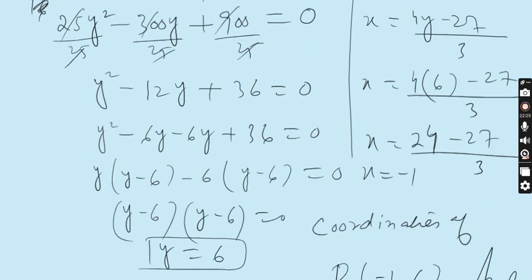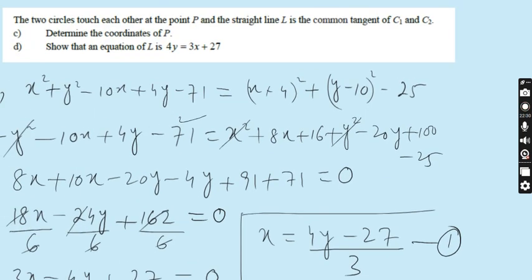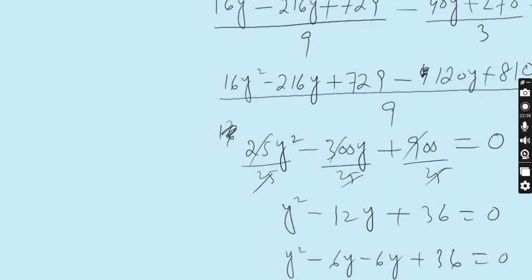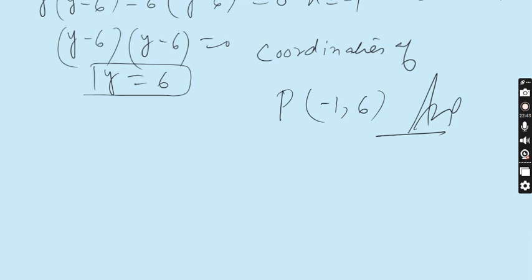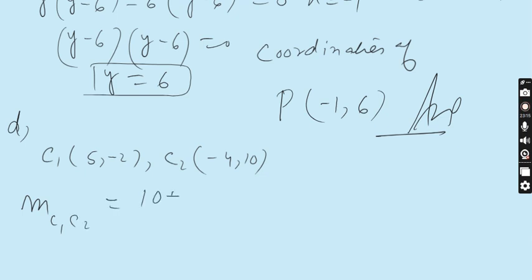Okay, what is the last part? Show that an equation of line L is 4y is equal to 3x plus 27. Very easy. We have two centers, C1 is 5, minus 2 and C2 is minus 4 comma 10. So if I find, this is part D, the gradient of C1 C2, 10 plus 2 upon minus 4 minus 5, so 12 upon minus 9. 4 threes are 12 and 3 threes are 9. So it is minus 4 upon 3.